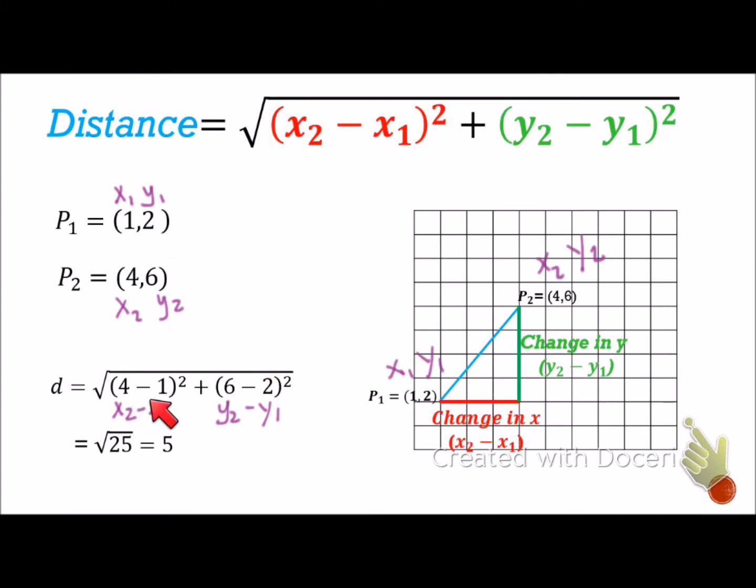Alright, so I'm going to subtract these two, which would become 3 squared. So let me do the work out here. So this would be 3 squared plus 4 squared. And 3 squared is 9, 16 is 4 squared, and that's how we came up with square root of 25. The square root of 25 is 5. So that means the distance between point 1 and point 2 here is 5 units.